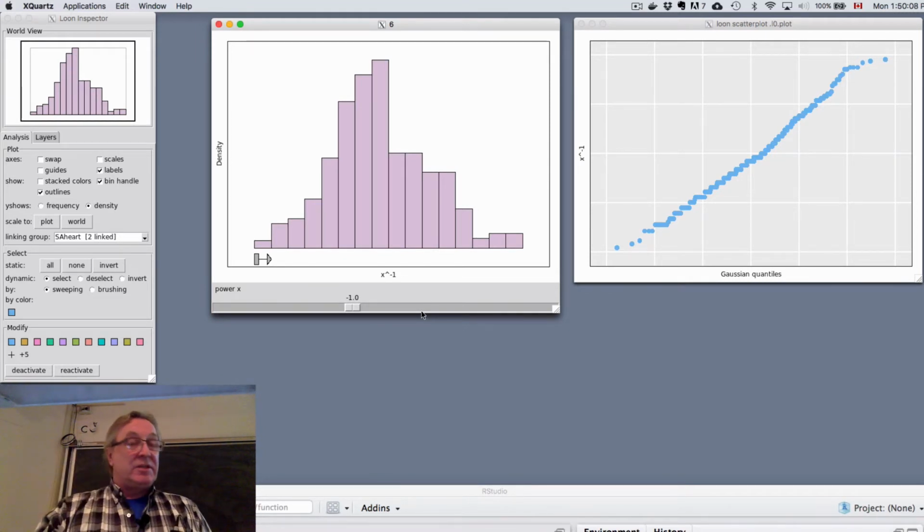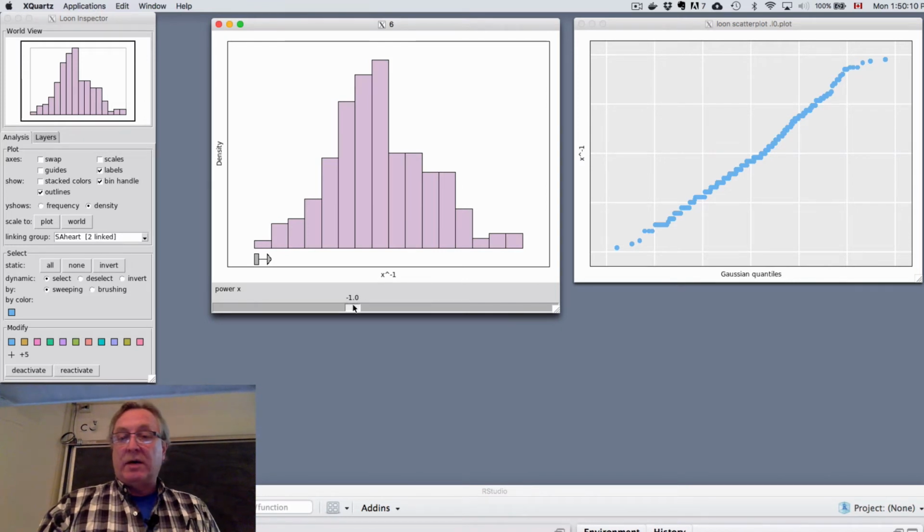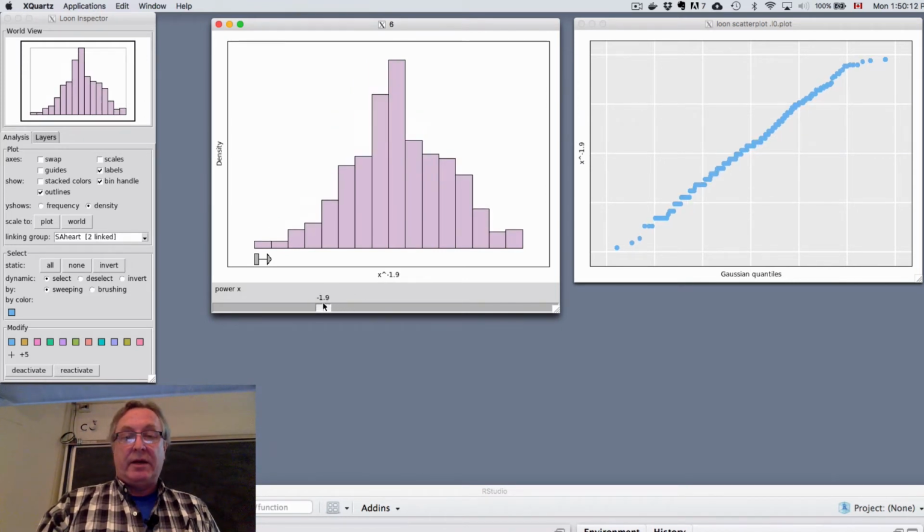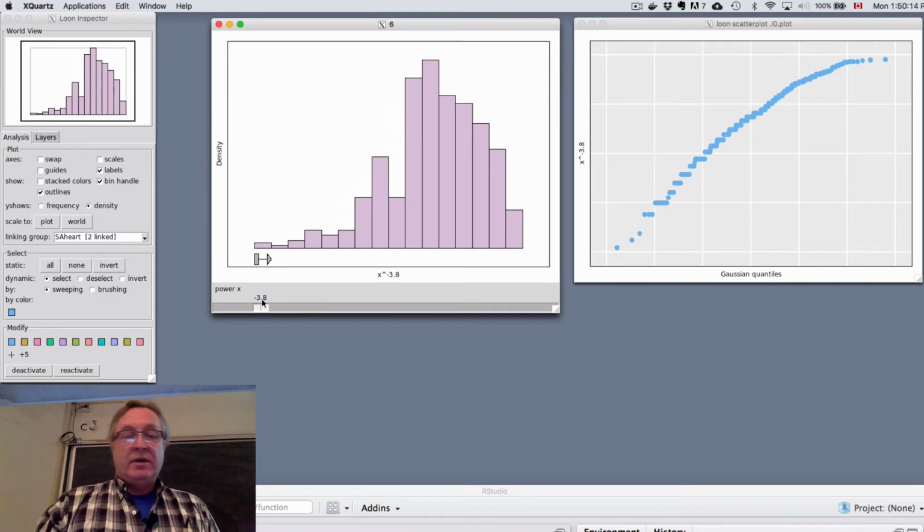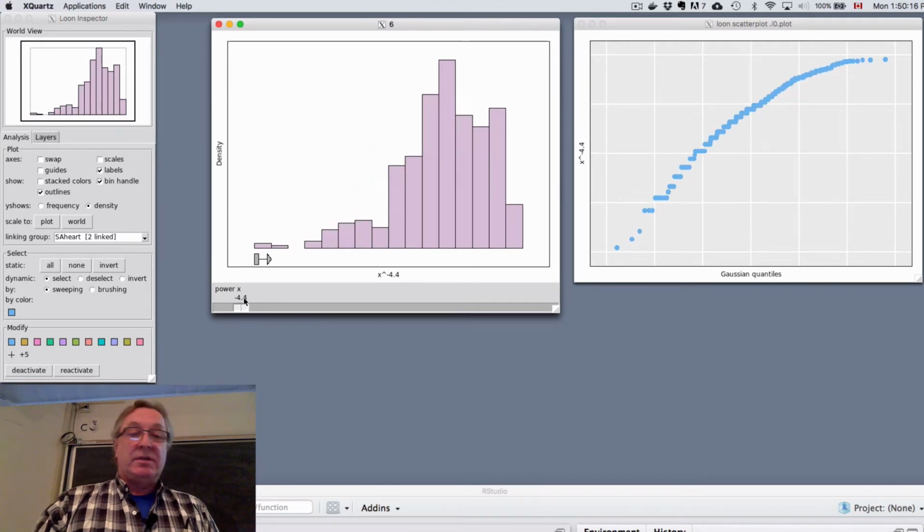So you can interactively explore this and say, I've got a Gaussian quantile plot on the right hand, and I can just explore these powers. So by the time I get to -4.4, I've actually got a skewed distribution in the other direction. The mode's over here on the right, the tail's stretched out to the left. You can see it's piled up here on the right and stretched out on the left. Okay, any questions?